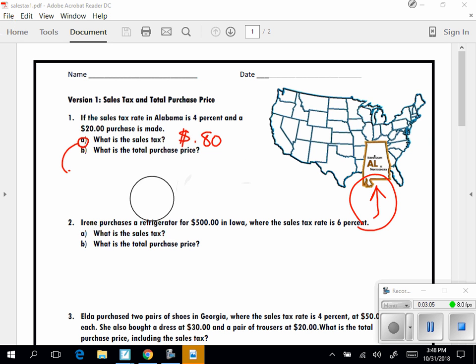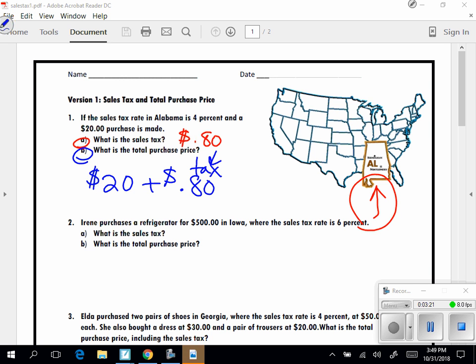Once you have that sales tax, use a different color for part B. You take your original $20 that you were going to spend, you have to add on the tax that you owe to the government, and in total you pay $20.80 for the item that was purchased.